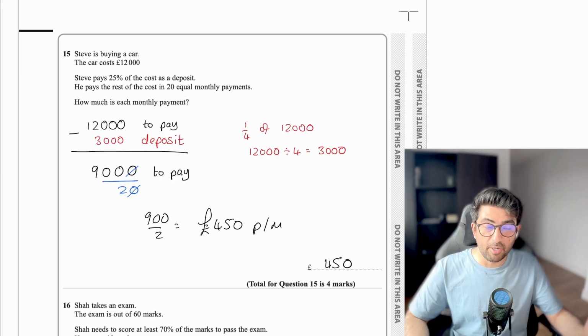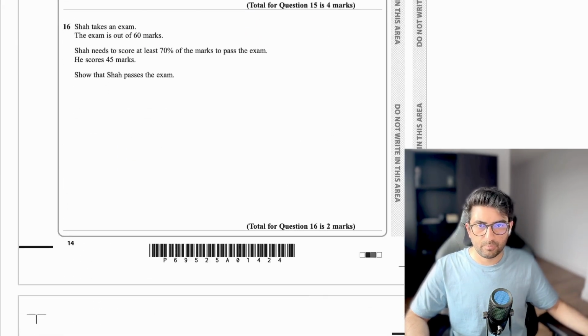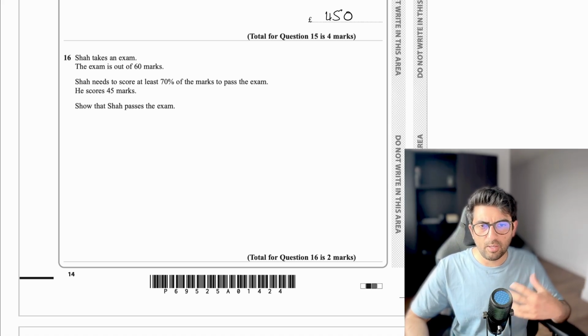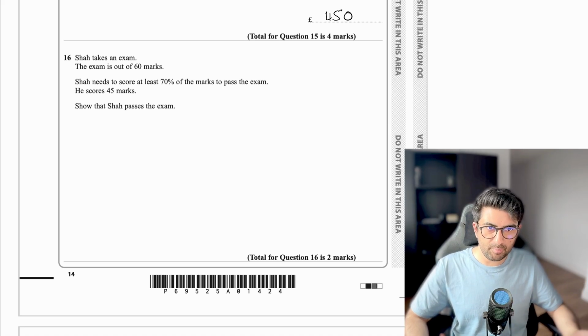So that's how much money he's got to pay every month to pay off the remaining £9,000. Next question. Shah takes an exam. The exam is out of 60 marks. Shah needs to score at least 70% of the marks to pass the exam. He scores 45 marks. Show that Shah passes the exam.